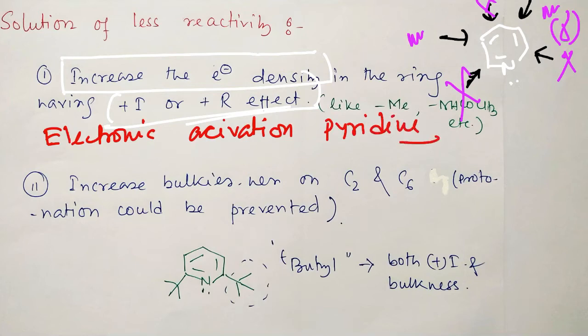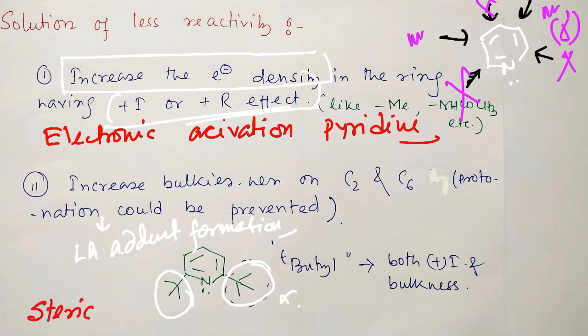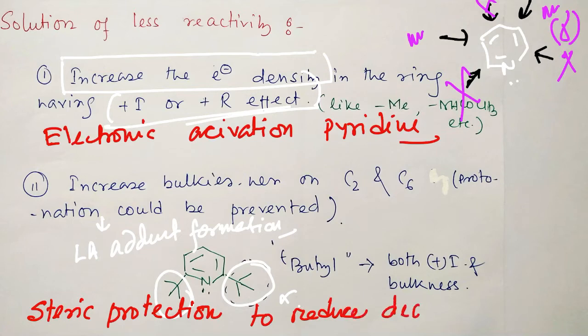Okay, this we'll discuss at one point, and the second point could be increasing the bulkiness of the ortho position or alpha position of the pyridine nucleus, such that protonation or Lewis acid-base adduct formation could be prevented. Okay, so what can we consider this? We can consider this a steric protection, steric protection to reduce deactivation.